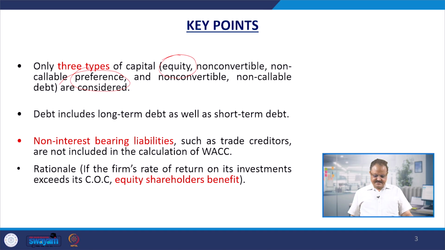And the preference is in terms of paying the dividend to them: in any year when the firm has sufficient profits to pay dividends, and if any dividend has to be paid, then first it will be paid to the preference shareholders.